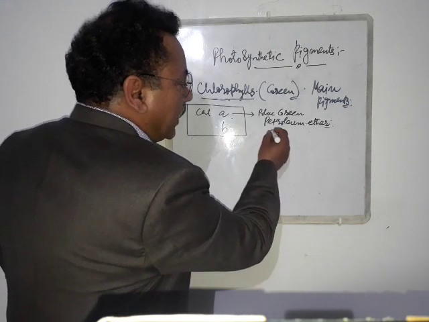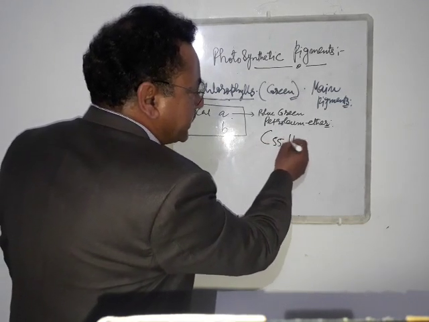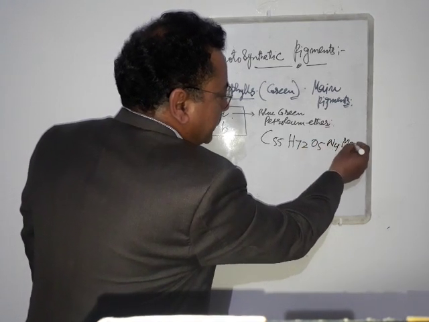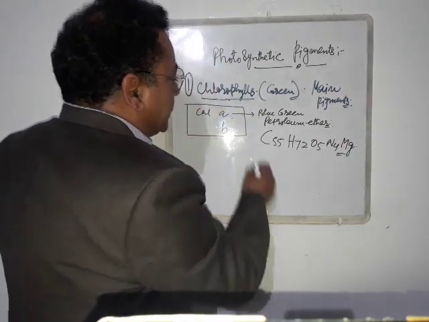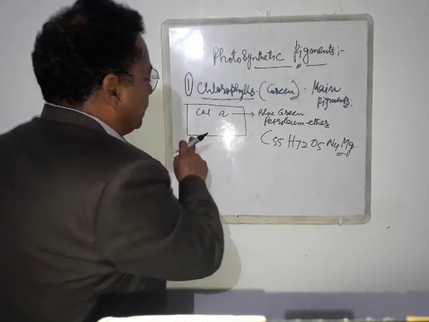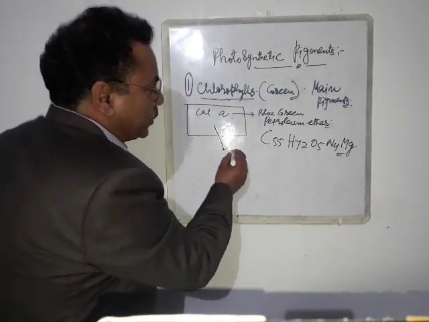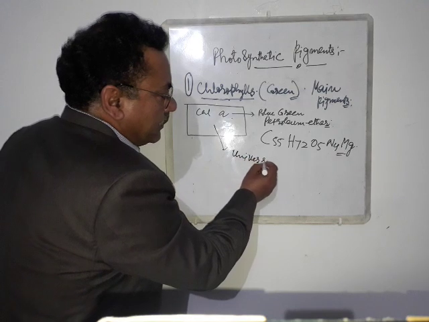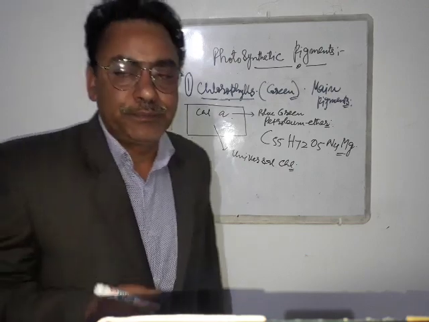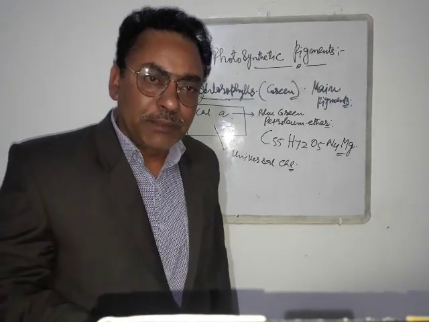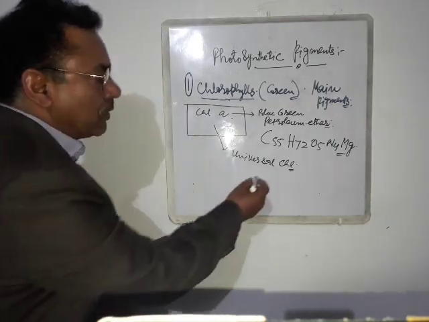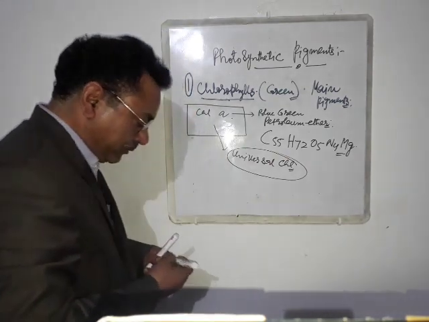It has an empirical formula C55H72O5N4Mg. And this chlorophyll A molecule is said to be the universal chlorophyll molecule. This is because it is found in any plant group, whether the plant group belongs to lower plants or higher plants, it should contain chlorophyll A. That is why it is called as universal chlorophyll molecule.